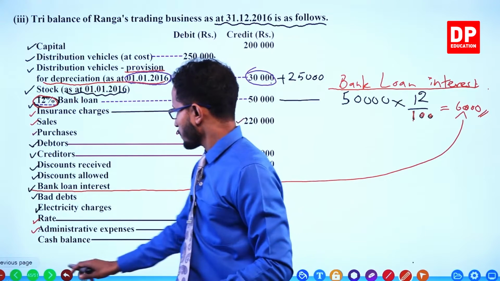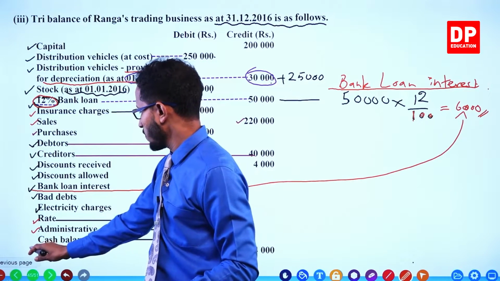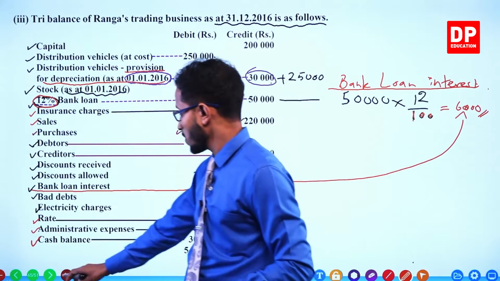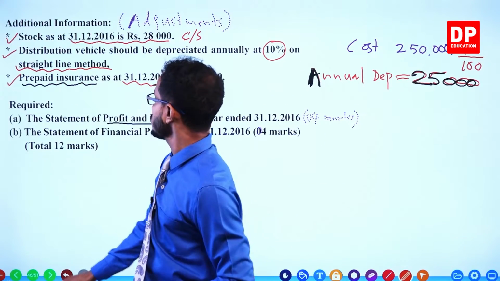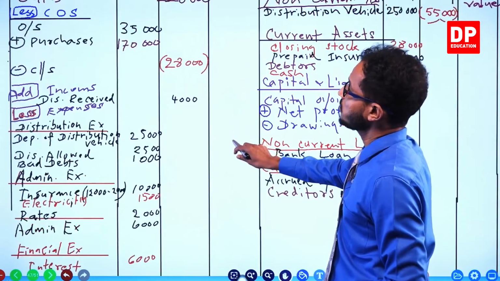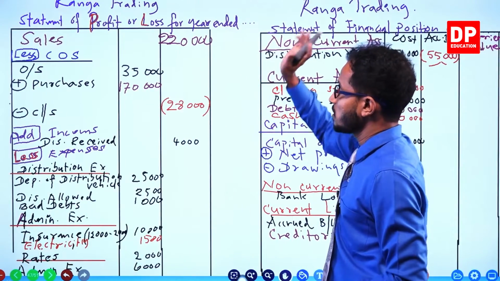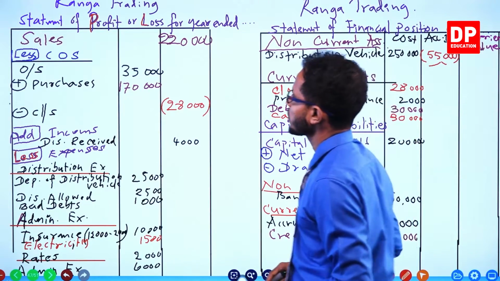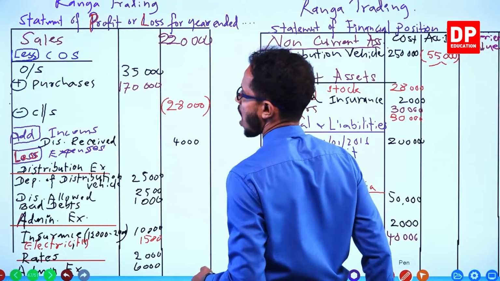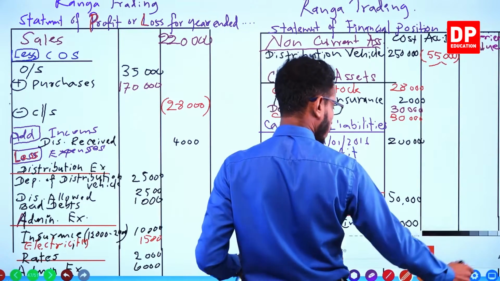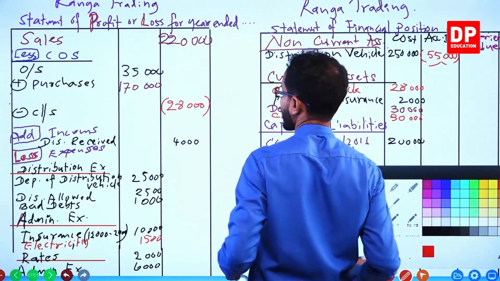Let's finish it off. We took the cash balance and done. Now it's up to you to do the calculations, all right? First, we are going to calculate the gross profit, then net profit. Here we go. All the calculations I'm going to do in red color.